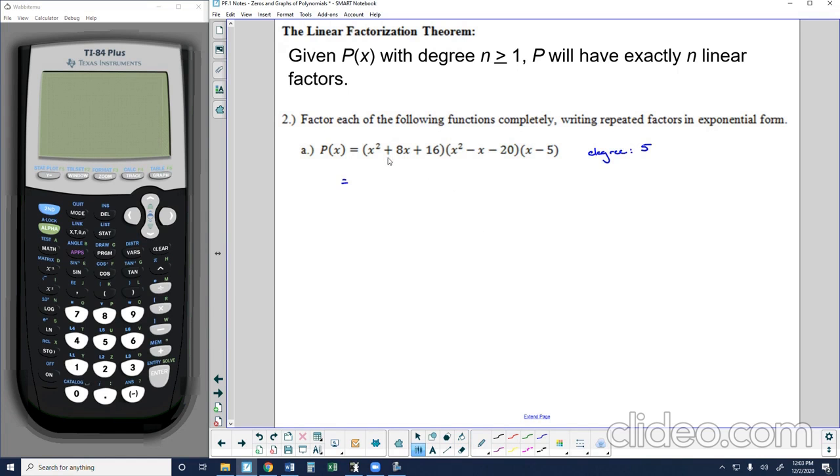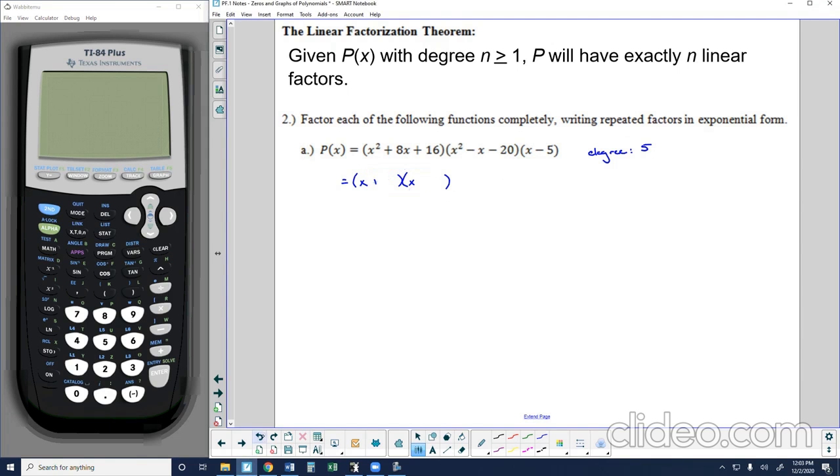So x squared plus 8x plus 16, this is a quadratic trinomial. So I'm going to try to break this down into two binomials. This would be x times x, which would give me x squared. Factors of positive 16 that would work would be positive 4 and positive 4. So if I checked it, 4x plus 4x would give me an 8x.